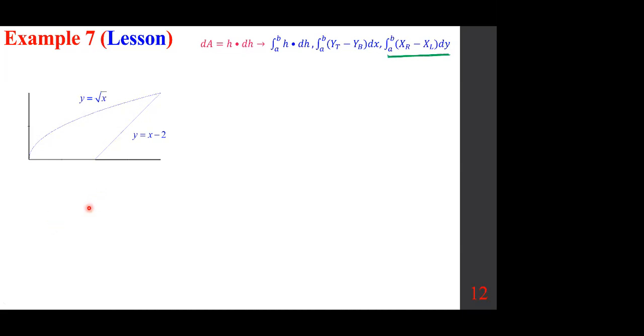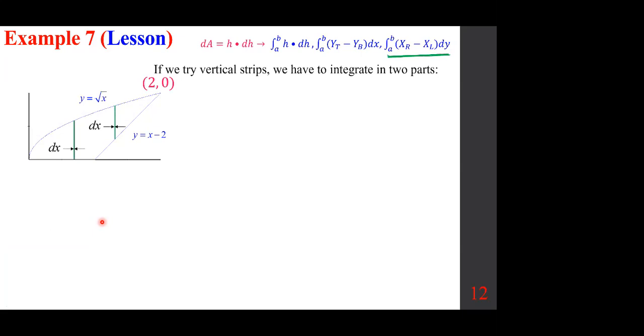Let's see what we want to do here. If we try a vertical strip here, let's see what happens here. We want to find this area. So if we try with the vertical strips, what do we have? This one, clearly the top function is this one, but the bottom function, it depends. If I'm here, the bottom function is the x-axis, y equals 0.